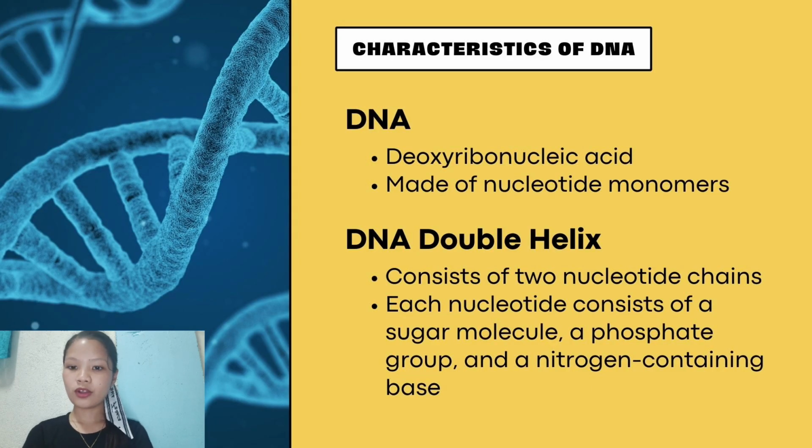So, characteristics of DNA. Do you know DNA? DNA means deoxyribonucleic acid. It is made of nucleotide monomers. So, the DNA double helix consists of two nucleotide chains. Each nucleotide consists of a sugar molecule, a phosphate group, and a nitrogen-containing base. I will show a video and pictures later. So, I will play the video now.